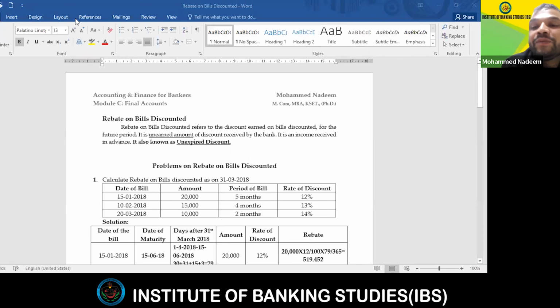Now, in the exam, a 1 mark or 2 mark question will be asked: calculate rebate. They'll give you one bill, the date, maturity date, discount rate and amount, and you have to calculate the rebate. So for that, we'll discuss 1-2 problems now.